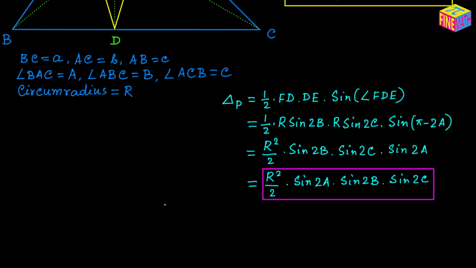Now I am going to derive another formula for the area of the pedal triangle using the other values of the three sides. So for example, if we say delta sub P is equal to half times FD times DE times sine of angle FDE, and this can be written as half times, what is FD?